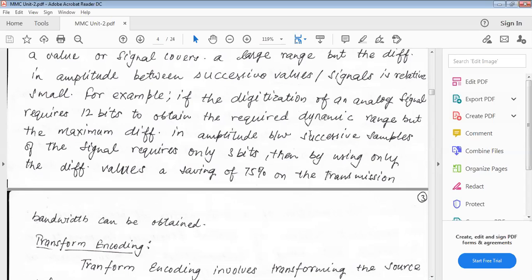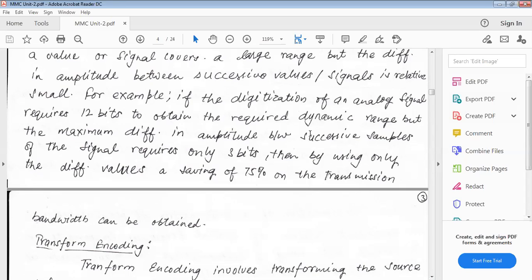So it requires about 3 bits. The maximum difference in the amplitude between the successive samples of the signal requires only 3 bits. They analyze this. So when compared to the number of bits required, they are going to analyze the difference between the conversions, from one sample to another sample. They require 3 bits there.